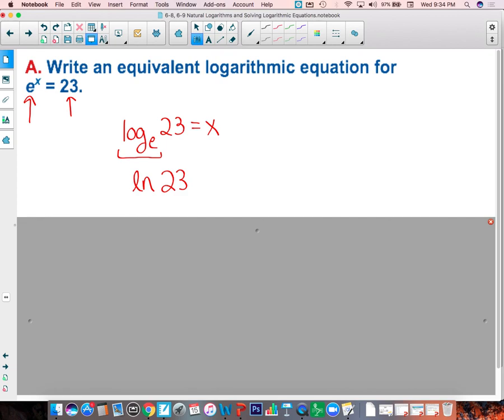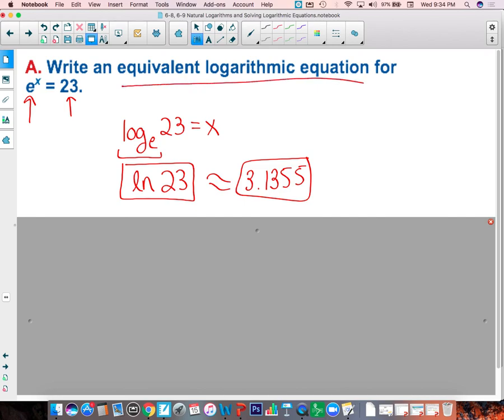That's it. That's all you have to do. Now, if you wanted to go a little bit further and actually get a decimal representation of this, you would just press natural log, so ln. Find that button on the left-hand side of your calculator, for those of you that have the TI-30s. So press natural log of 23. That gives you about 3.1355. Okay? That's what it would give you. But we don't need to go that far because all we want is a logarithm.